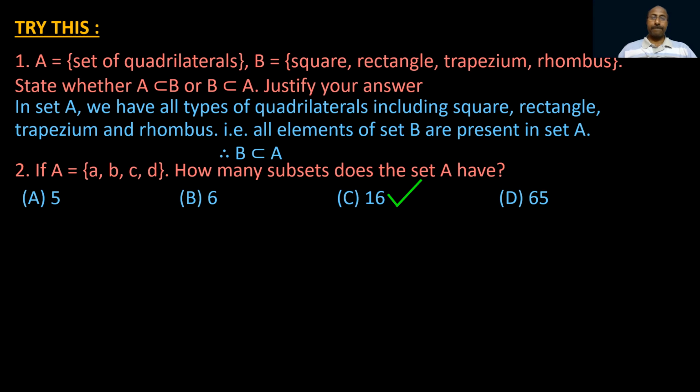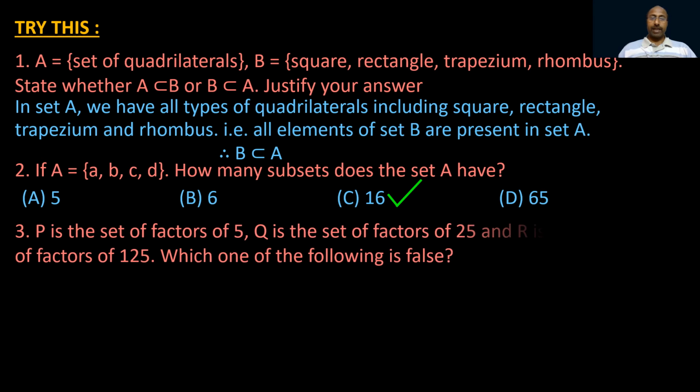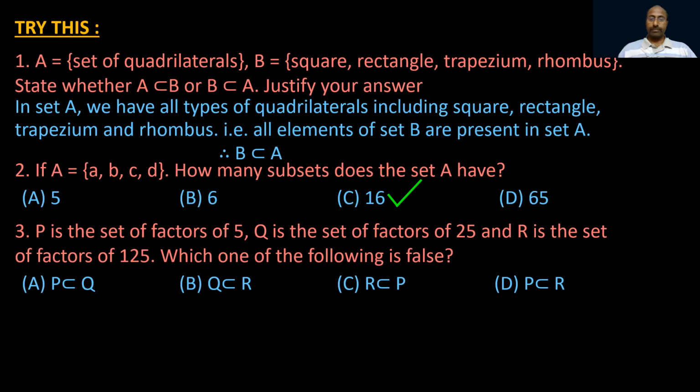Okay. Now take the third one. P is the set of factors of 5. Q is the set of factors of 25. And R is the set of factors of 125. Which one of the following is false? So option A is P is a subset of Q. Option B is Q is a subset of R. Option C is R is a subset of P. Option D is P is a subset of R.